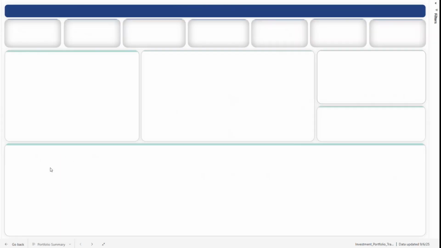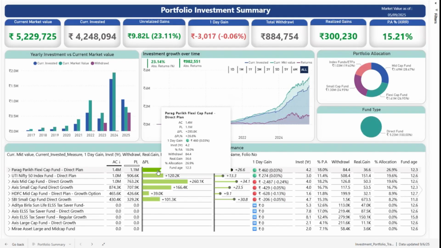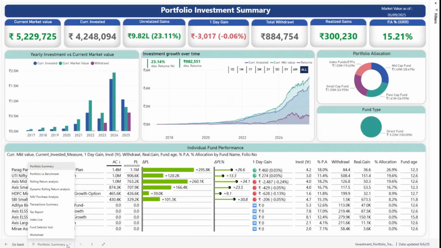Yeah, these are the features I have primarily developed. To give a quick summary, the portfolio summary is nothing but a snapshot of your entire portfolio as of today, what it looks like. And then portfolio versus benchmark is the core feature, where you can compare your portfolio against any index fund or any other fund, and even do individual fund analysis comparison as well.